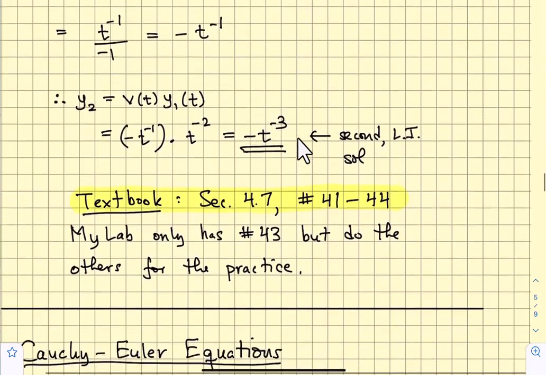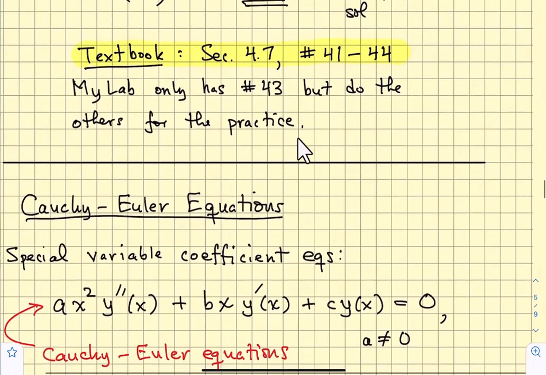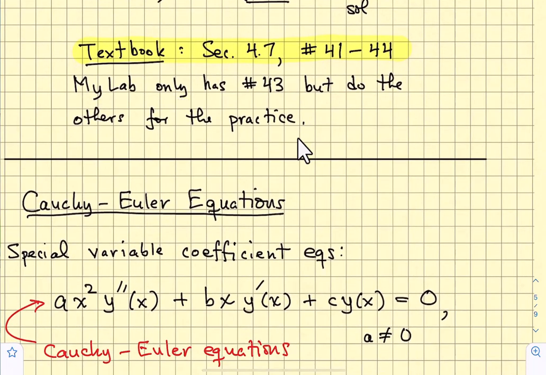So just a word of wisdom here on the homework. In the online homework, MyLab only has one of these for you to practice using the method of reduction of order. Not every homework problem in the textbook is programmed into MyLab. So I've assigned number 43 from the textbook in MyLab, but I would definitely recommend practicing this more than one time.